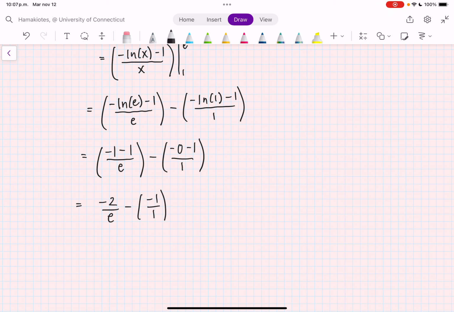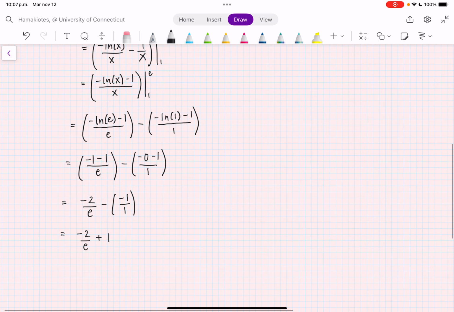And now we have to just be careful with the minus sign to make sure we distribute it and we don't lose the right sign anywhere. This simplifies to minus 2 over e minus 1, so that's plus 1. And so this is our final answer.